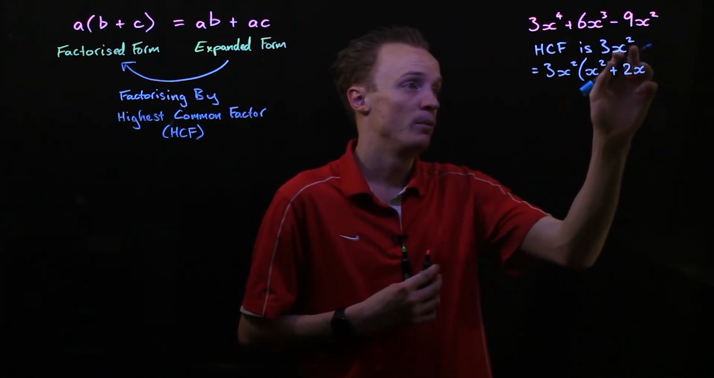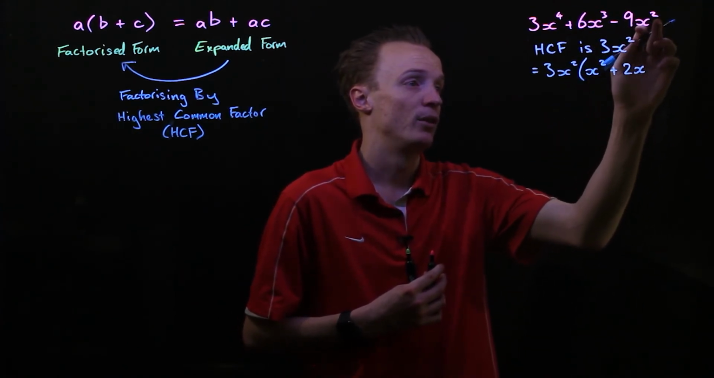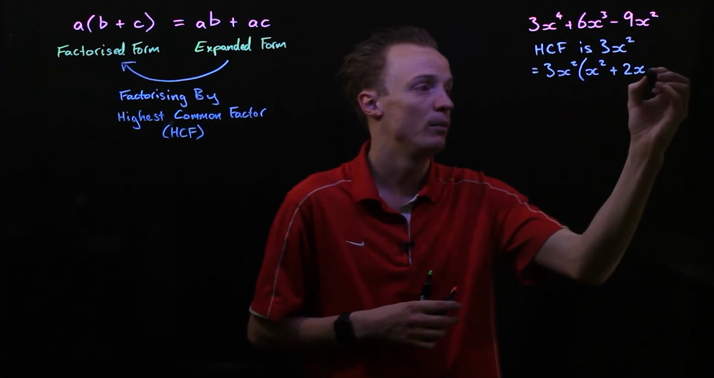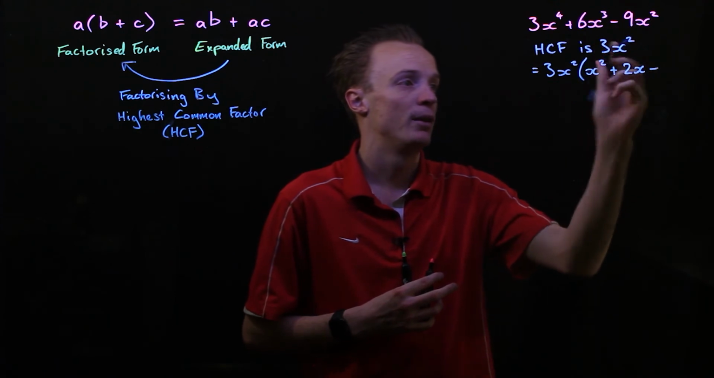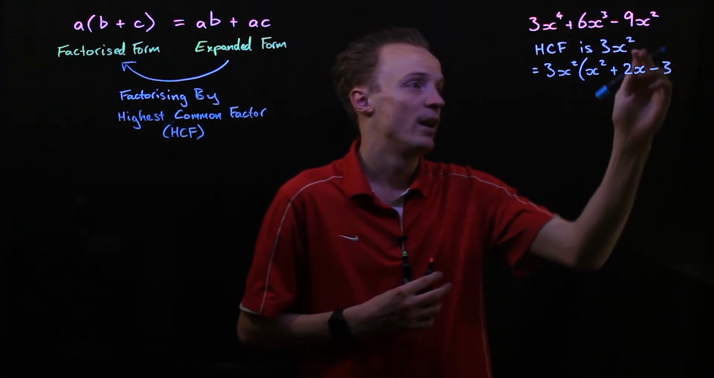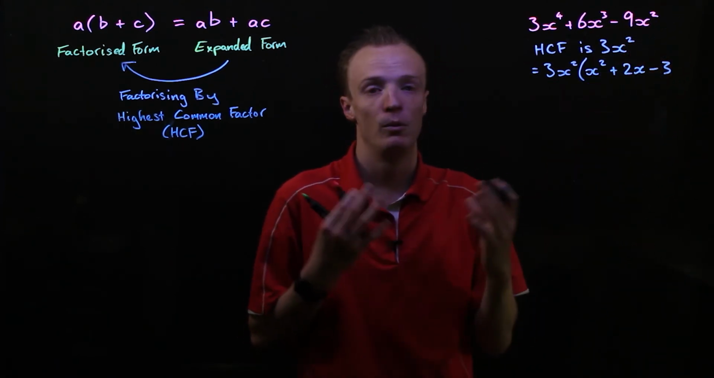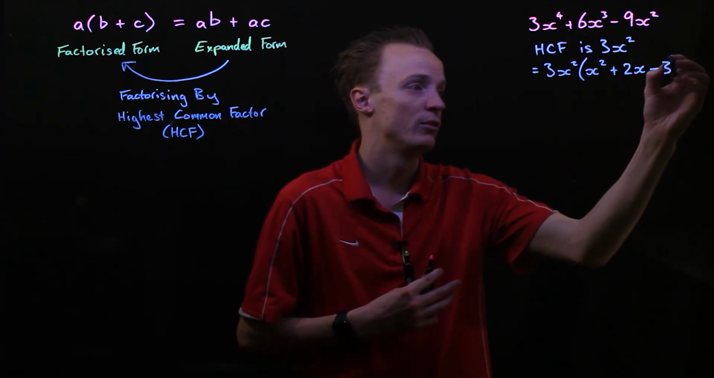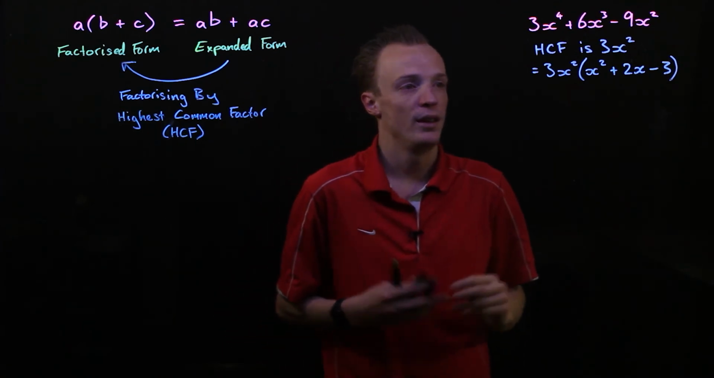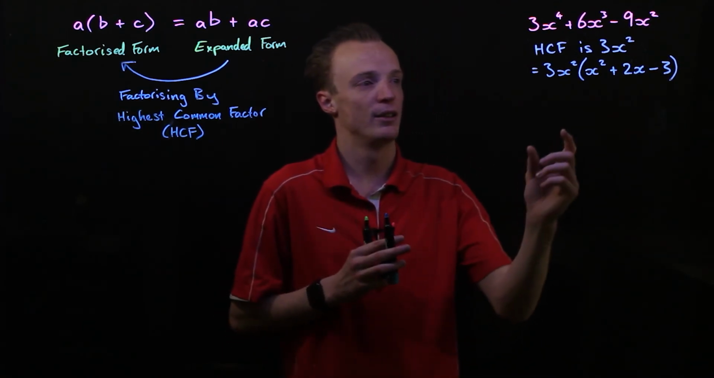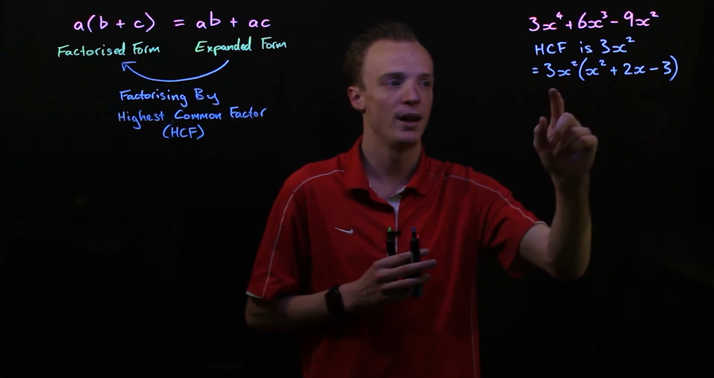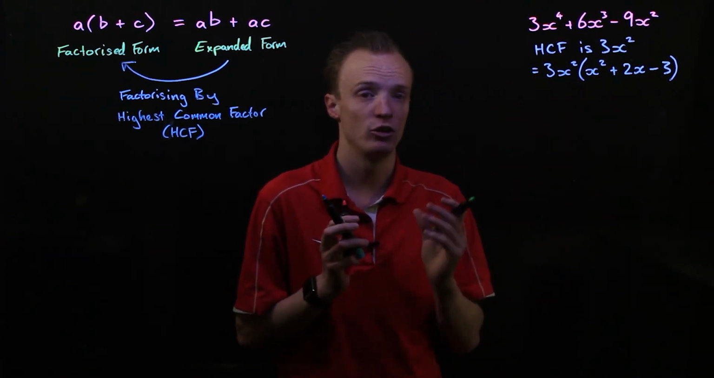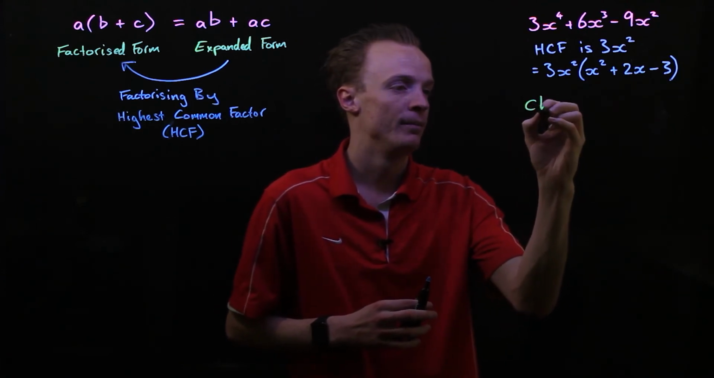And our last one, we've got negative 9x to the power of 2 divided by positive 3x to the power of 2. Now negative divided by positive will be a negative. 9 divided by 3 will be 3. And then x squared divided by itself will cancel out to equal 1. So it'll be 3 multiplied by 1, which is just 3. So what you can see here is I've now taken the common factor of 3x squared out of the expression that I had. But I can check to make sure I haven't made any mistakes here.